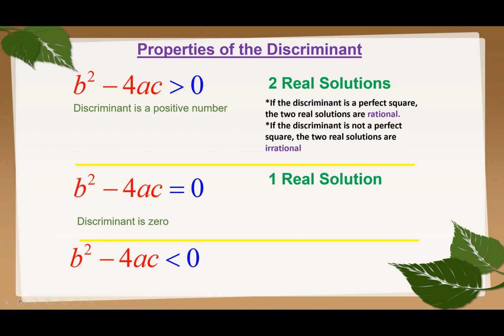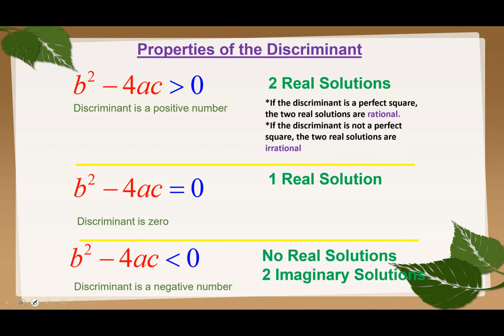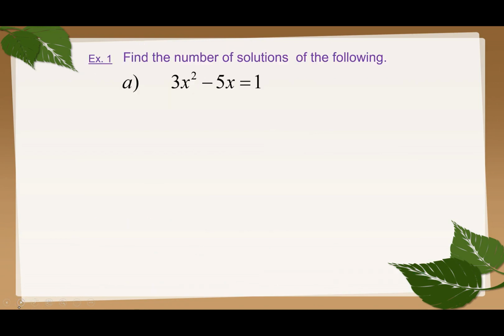And the last one is if you have less than 0, if it's a negative number, then like we saw before, there's no real solutions, but there are 2 imaginary solutions. So let's go ahead and apply this and see what problems look like.